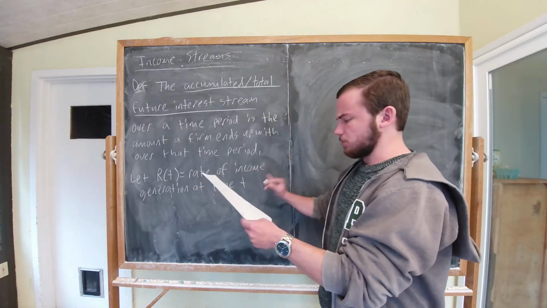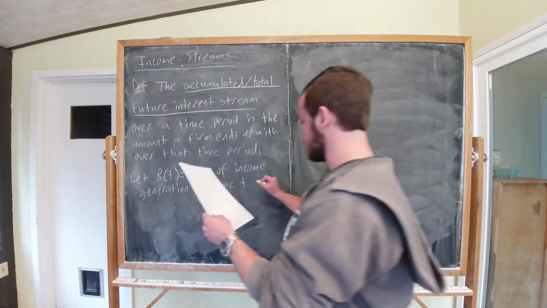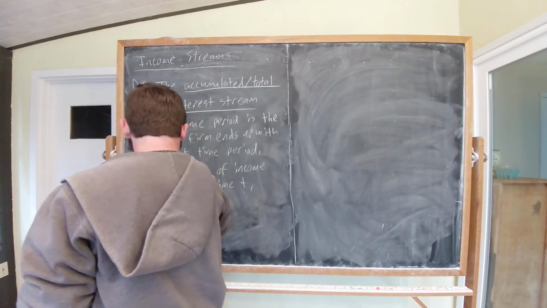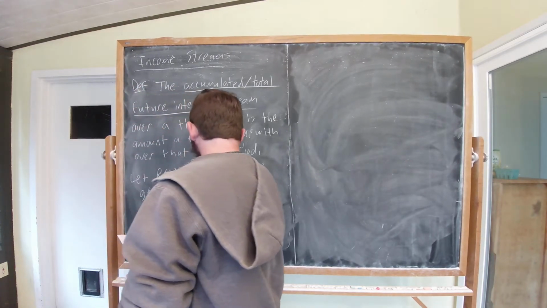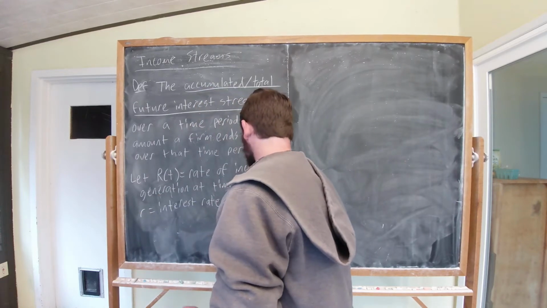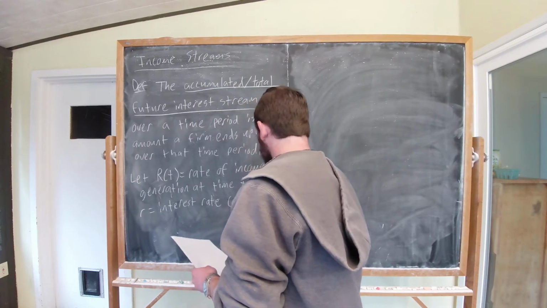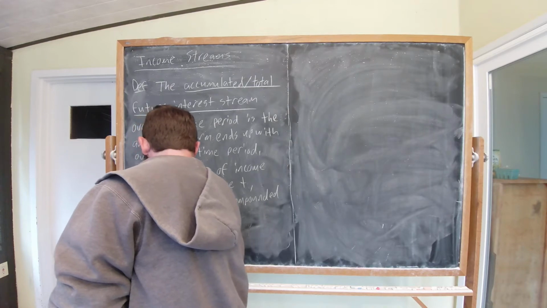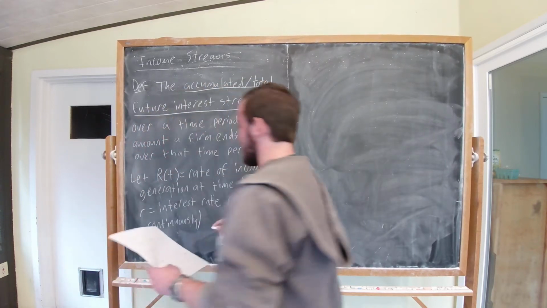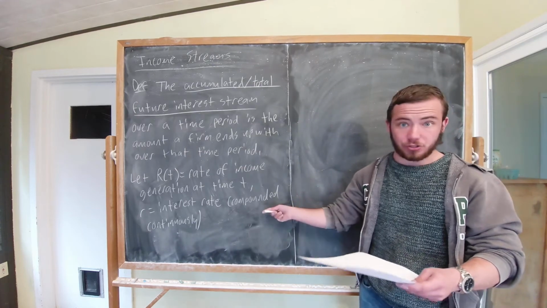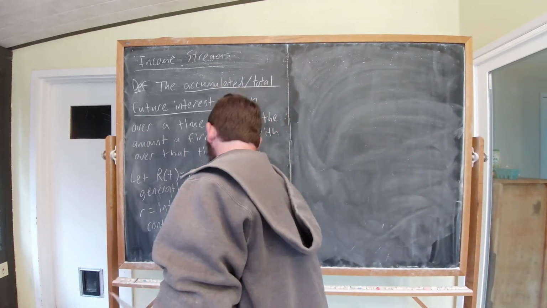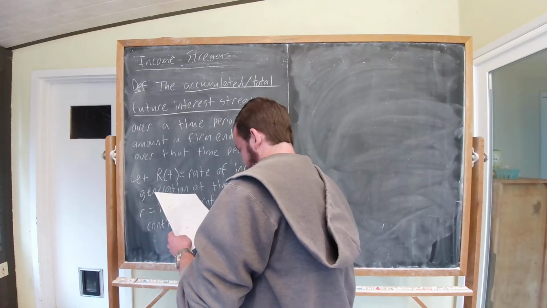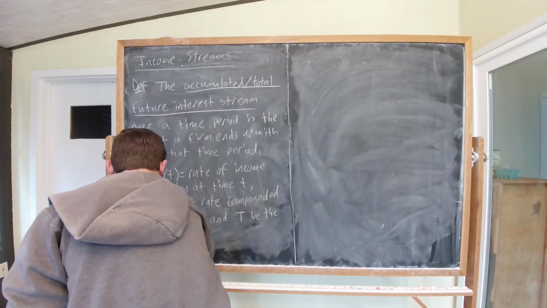Alright, so if we let R of t be the rate of income generation at time t, lowercase r be the interest rate, and we'll assume continuous compounding. Again, the math is capable of handling discrete compounding, but it takes on a slightly more complicated form. So we'll just assume continuously compounded interest. And then we'll let T be the time period, or rather the term of time that we're working with.